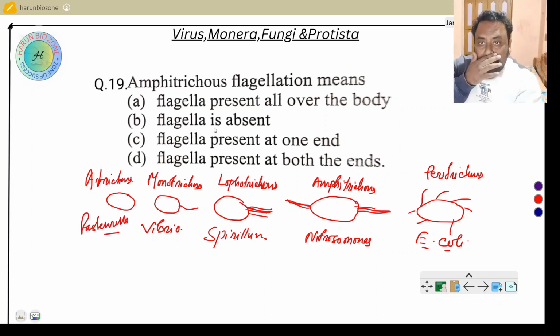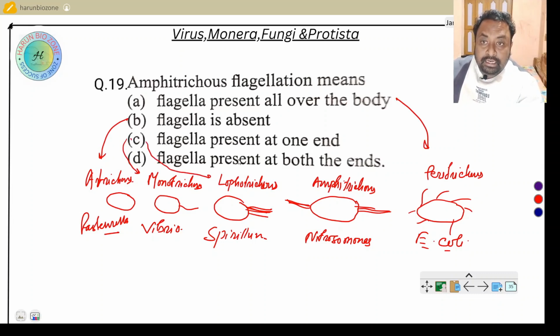So, flagella present all over the body is peritrichous. Flagella absent is atrichous. Flagella present at one end may be monotrichous or lophotrichous, but flagella present at both ends are called Amphitrichous, as in Nitrosomonas. The right option is D.